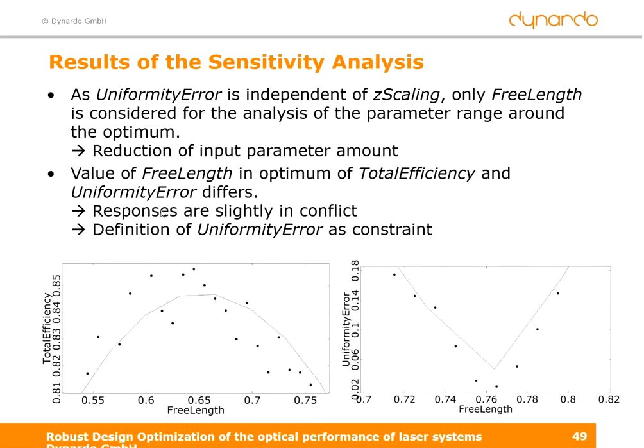Furthermore, now we can consider the value of the free length in the optimum for both objectives, for the total efficiency and the uniformity error. And we can see that the responses are slightly in conflict, because the optimal value for the free length for the total efficiency is around 0.65, and for the uniformity error, the optimal free length would be 0.76, which means we have a slight conflict between these responses. So it's the best choice to define the uniformity error as a constraint.